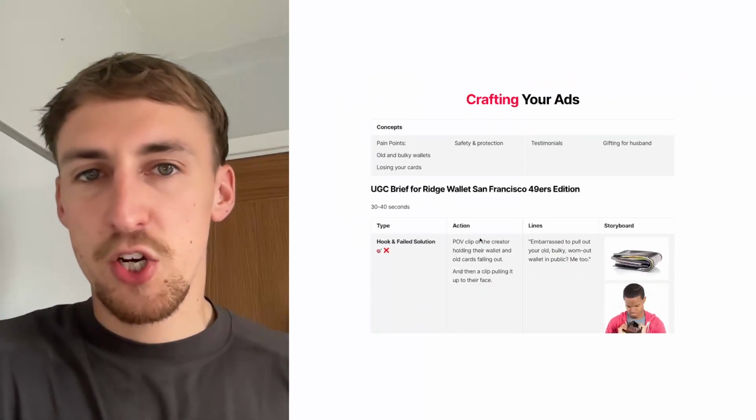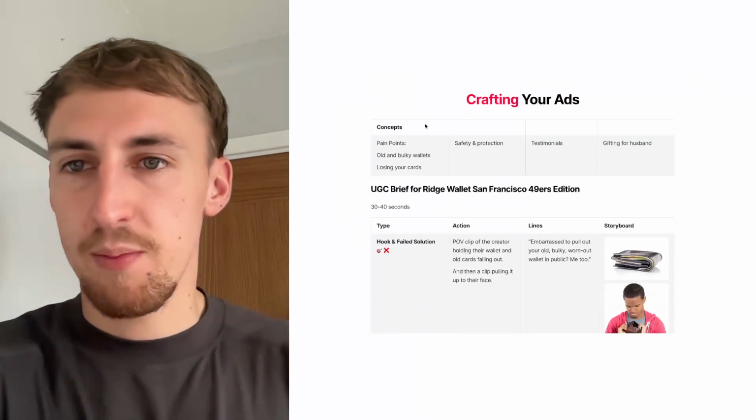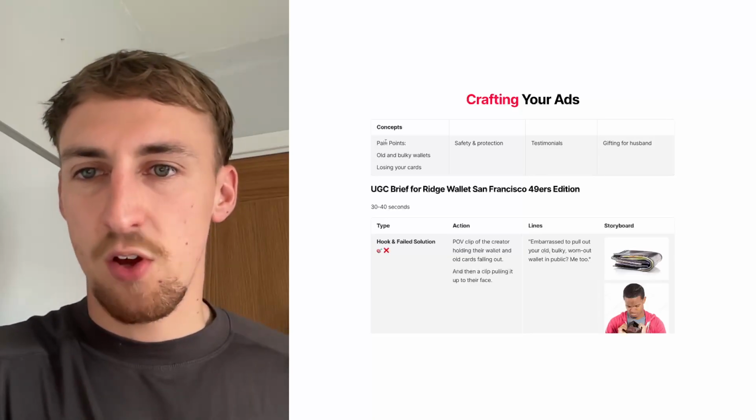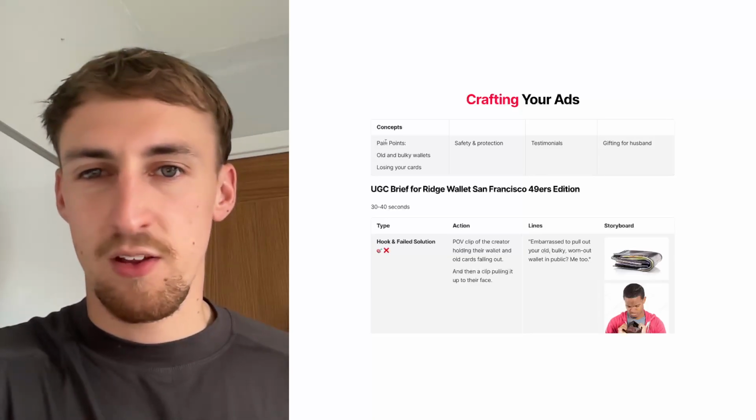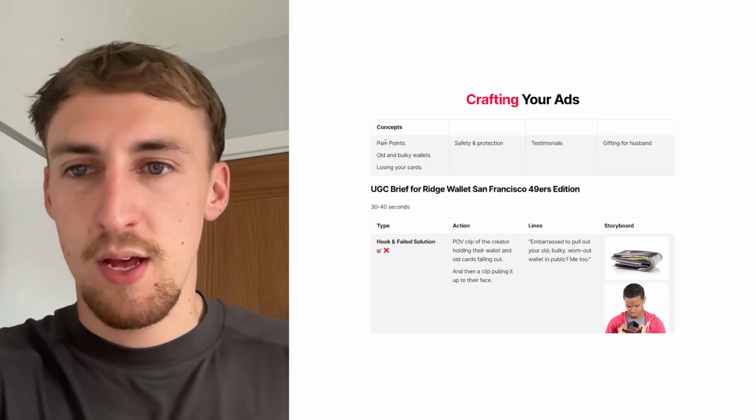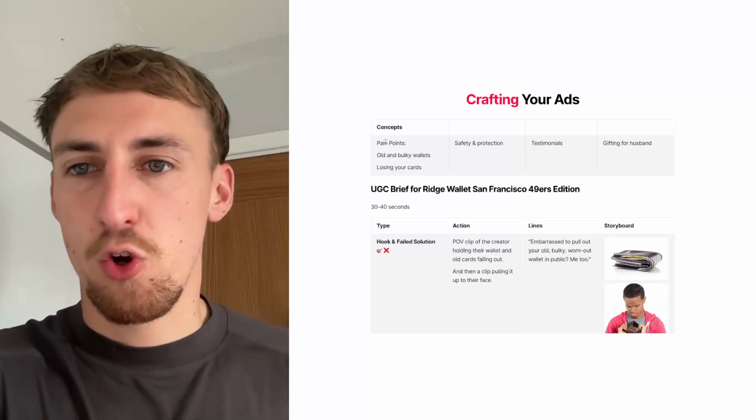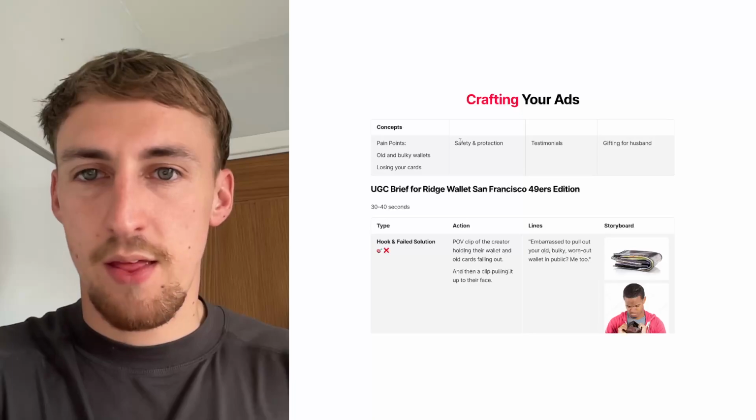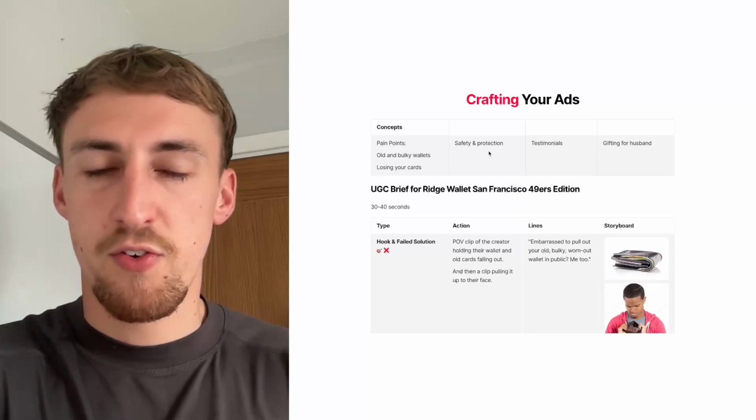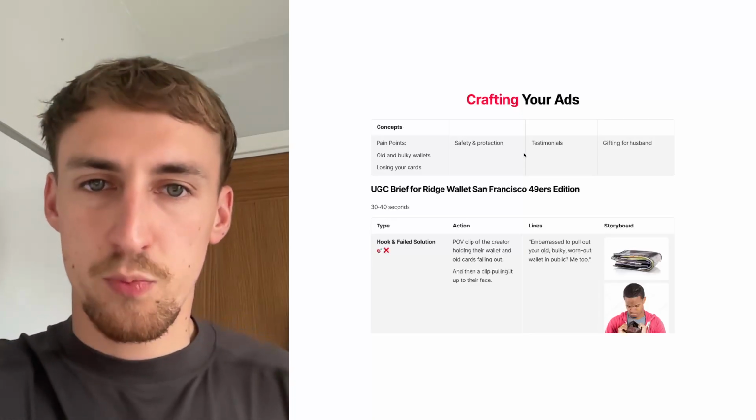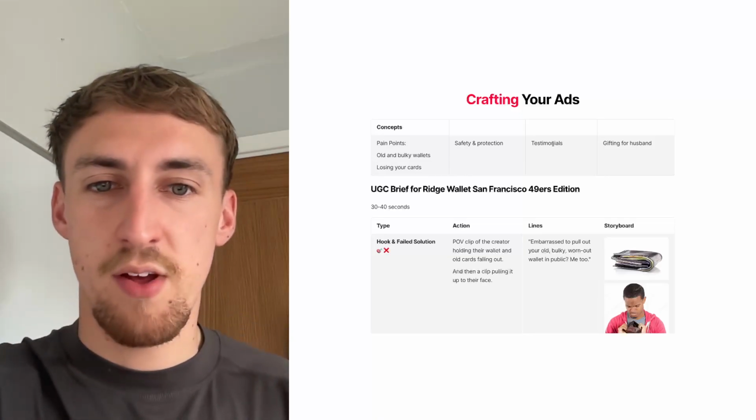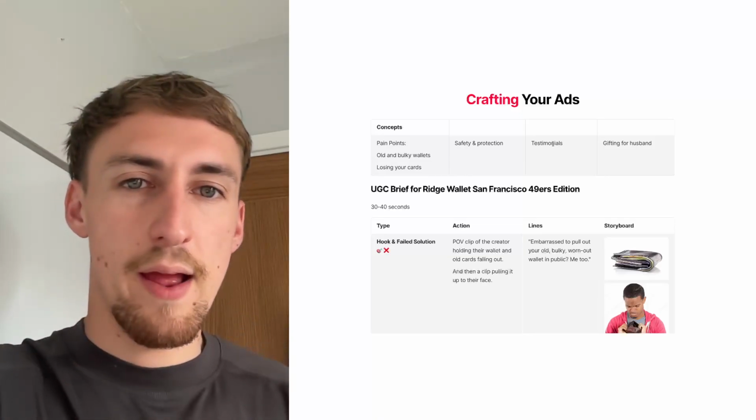So we go on to actually crafting your ads. We've got some concepts here that we could go for, angles if you like. We could delve into pain points, and there are honestly so many, but just to touch on a couple, we have old and bulky wallets, losing your card, and then we have safety and protection. So for the RFID angle, we have testimonials, which we've spoken about a couple of times, basically people just trying to give their natural review.